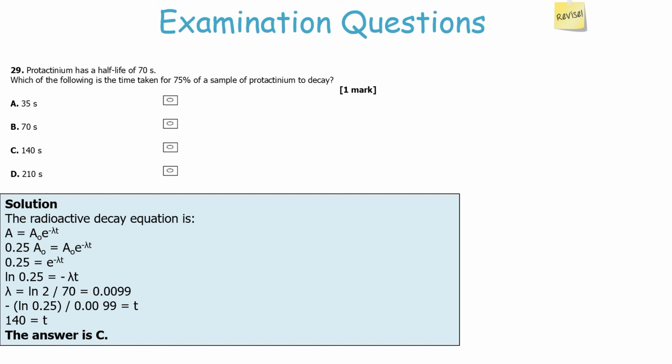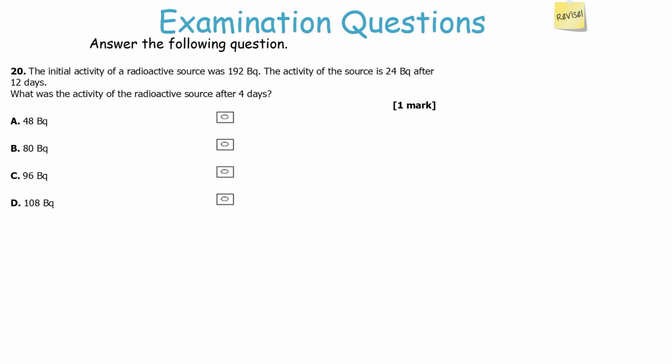Now lambda is the decay constant, and you can work it out from the half-life. So the half-life is going to be log 2 over the decay constant, so decay constant is equal to log 2 over the half-life, so we can therefore say log 2 over 70 is equal to 0.0099. So pop all our numbers in, we get our answer to be, when we come out of the calculator, 140 seconds, so the answer is C. Next question.